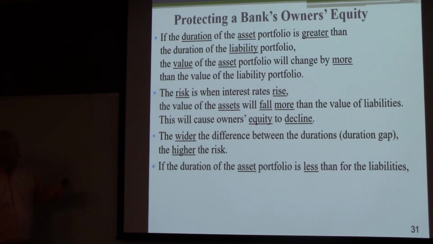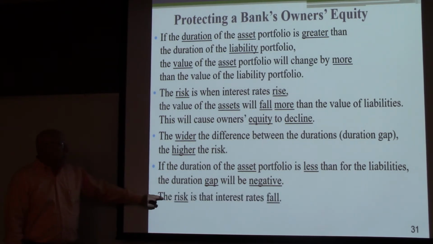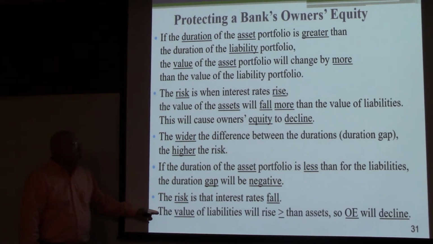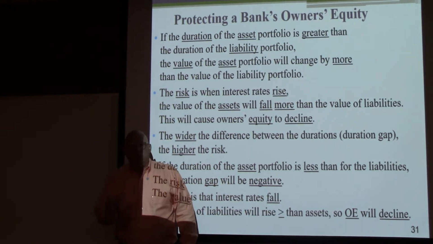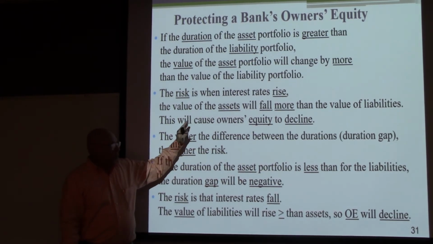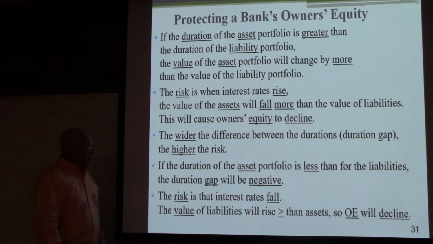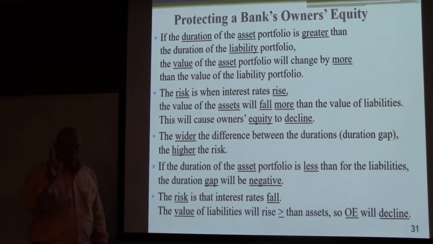If the duration of the asset portfolio is less than that of the liability portfolio, the duration gap will be negative, and the risk is that interest rates will fall. If interest rates fall, the value of liabilities will rise more than the value of assets, and owner's equity will decline. So it depends on whether your asset duration is longer or your liability duration is longer. Once again, you need to understand these are questions that will be on the exam.